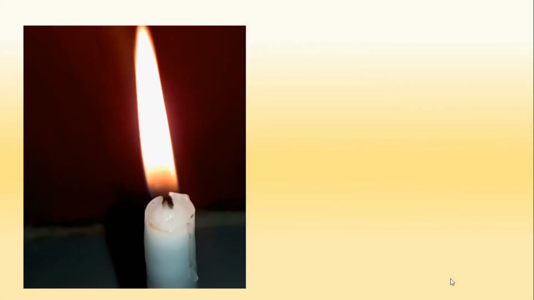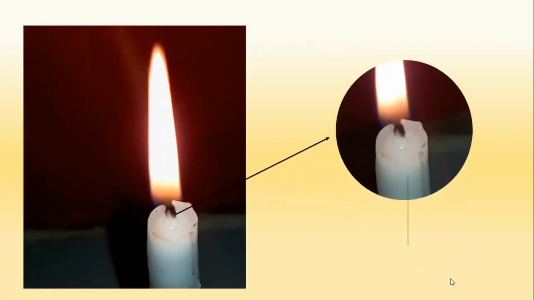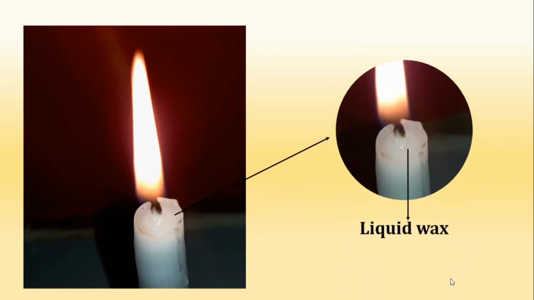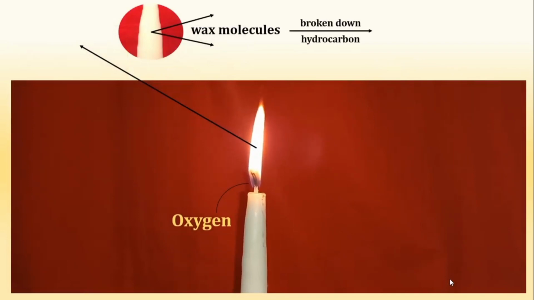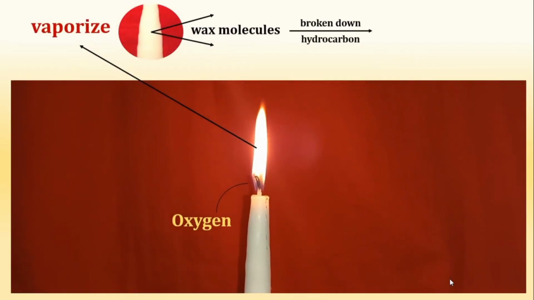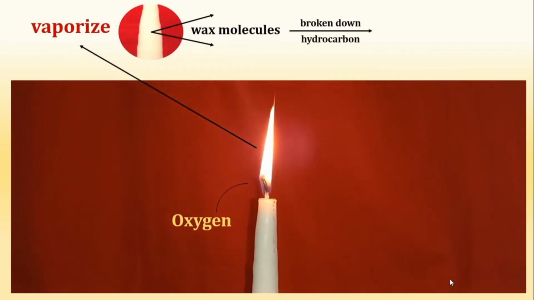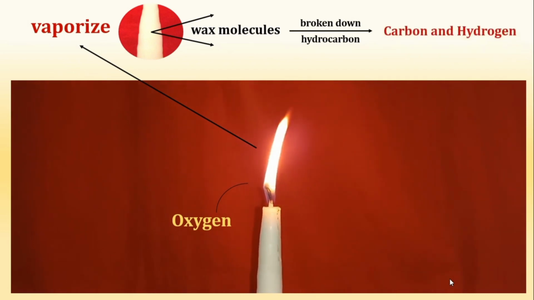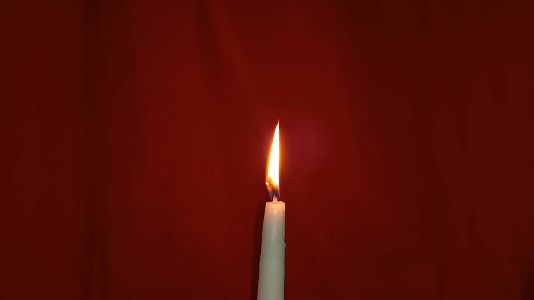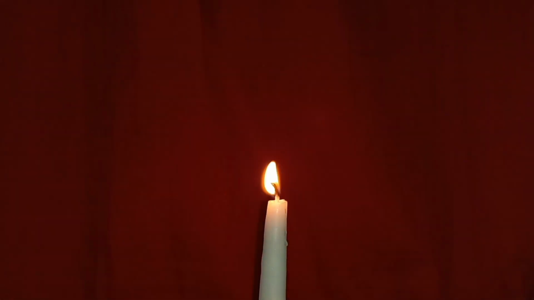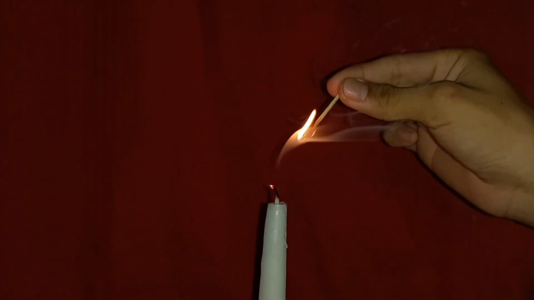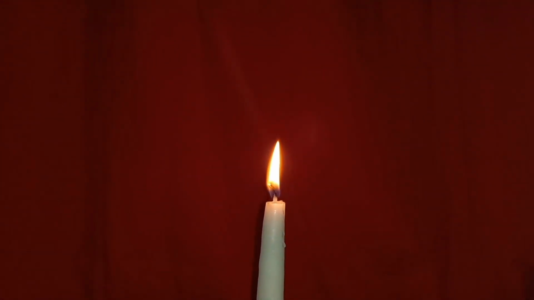The heat of the flame melts the wax near the wick and creates a shallow hole for the liquid wax. And with the presence of oxygen, the flame vaporizes the wax molecules and starts to break down the hydrocarbons into molecules of hydrogen and carbon. Surprisingly, because the wax vapor is still flammable, we can quickly relight the candle by introducing a flame above it without actually touching the wick.